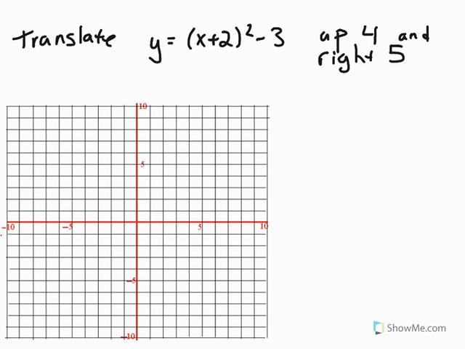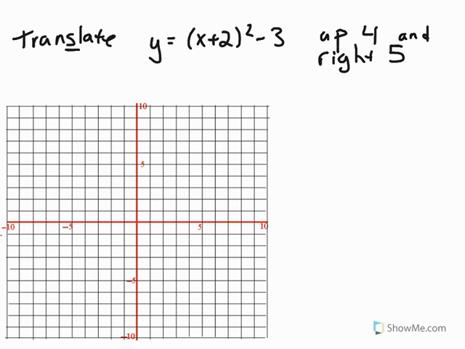Alright, today we're going to look at translating graphs, and we're going to use quadratics or parabolas to do this. The first equation that we have is y equals the quantity of x plus 2 squared minus 3. And we're going to move it up 4 and right 5. So we're translating this, and remember, translating is like sliding the graph.